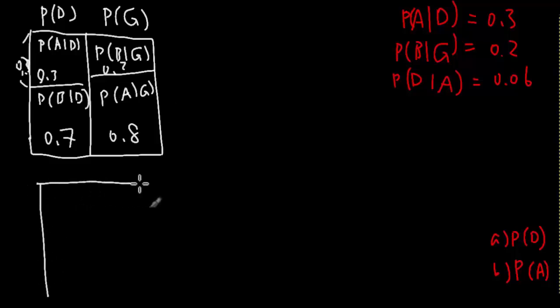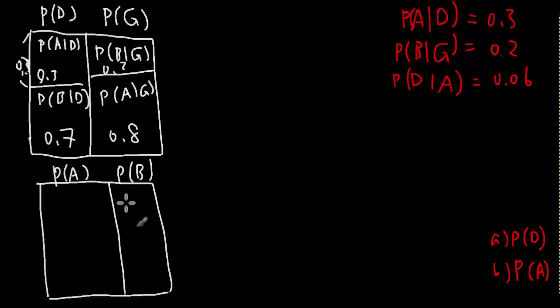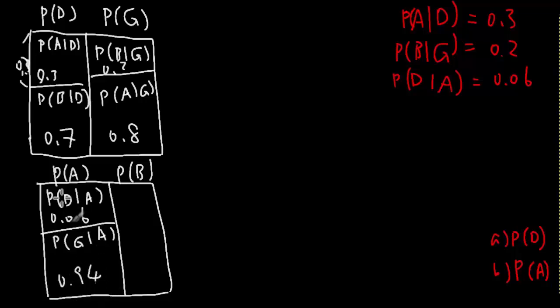There is another view. That is machine A, P(A), and machine B, P(B). I don't know which is larger, maybe A is larger. The probability of defect given A is 0.06. Oh, the figure is not to scale. Then the good one given A is 0.94 because machine A produces goods or defects only, not good and defect mixed. That sum must be 1.